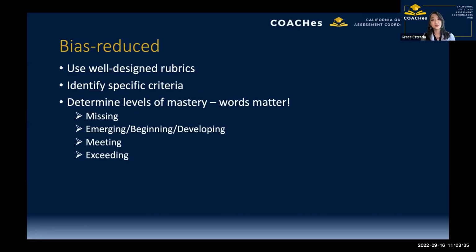So bias reduced. As I mentioned before, we all have our biases. Instead of dreaming that we can be bias free, we want to acknowledge that we have biases and take steps to mitigate any kind of biases we might have. How do we do this? By having well-designed rubrics. In a well-designed rubric, you would identify specific criteria, and that would be on the left side, and I'll show you an example. You'd also define levels of mastery, and words do matter. I like to use missing, emerging, beginning or developing, meeting, and then exceeding. And I'll show you my example.